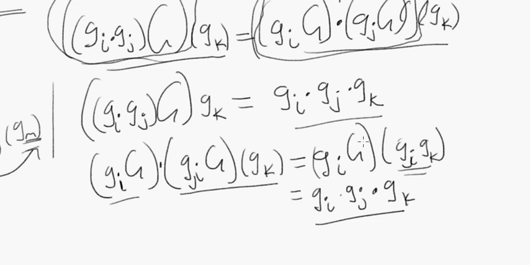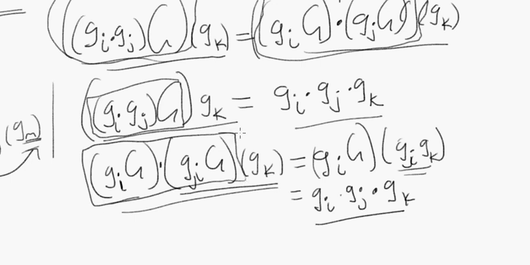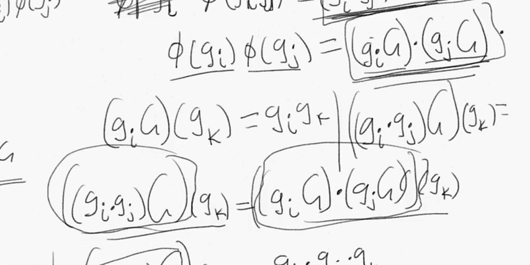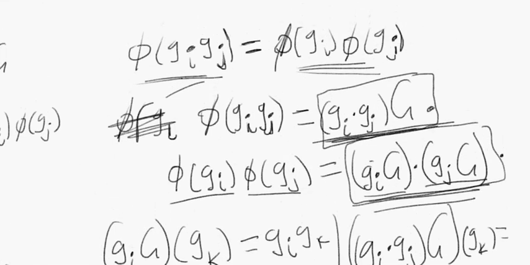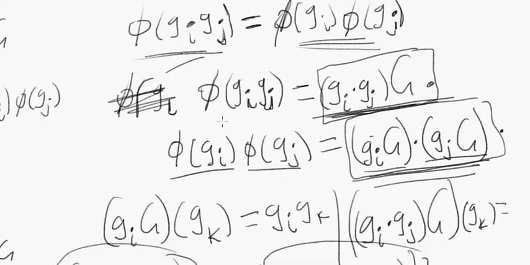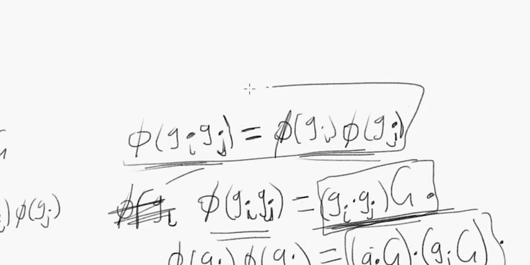This equals to that, which means that this whole thing equals to that whole thing, which means that this function equals to that function, which in turn means that phi of gigj, which is that function, equals to phi of gi times phi of gj. So that tells us that phi of gigj equals phi of gi times phi of gj, which is what we're trying to prove here, that phi is a homomorphism.